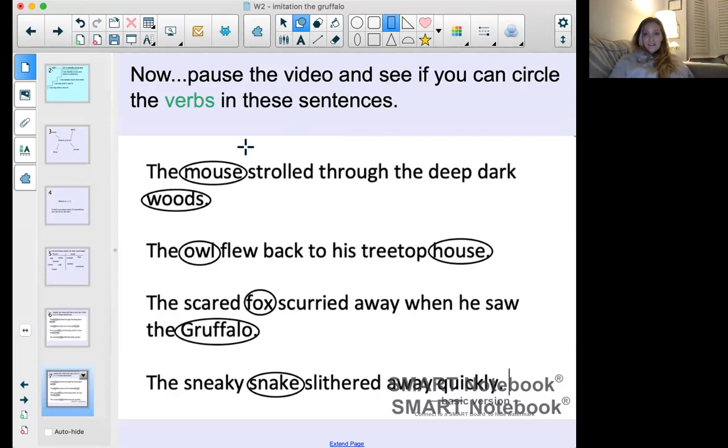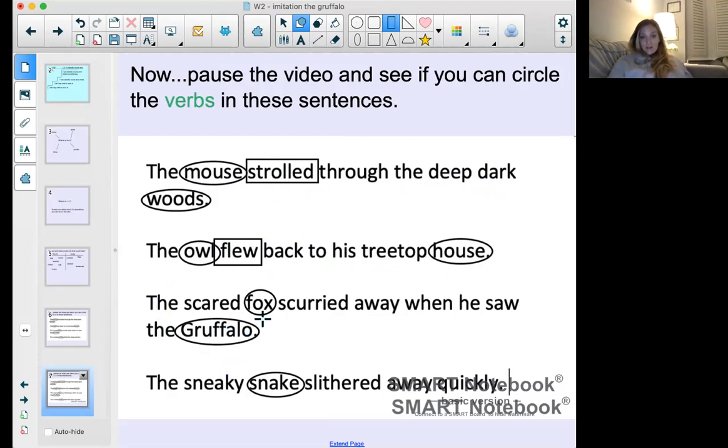All right, welcome back. So reading through sentence number 1, looking for verbs, looking for those action words. The mouse strolled through the deep, dark woods. The mouse, what was the mouse doing? That's right, the mouse strolled. Number 2, the owl flew back to his treetop house. The owl flew. Very good. Do you see how the verbs are often quite close to the nouns? Not always, but often. It's a good tip when you're having to look for them.